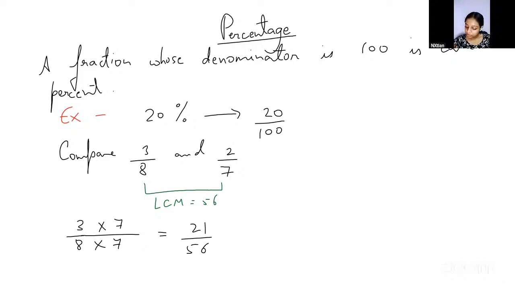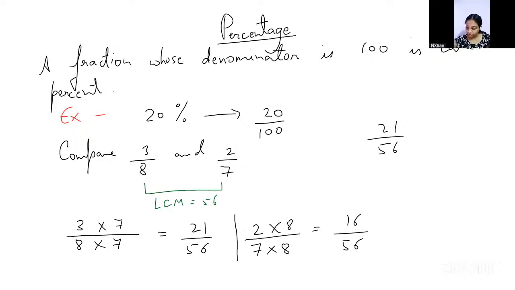Same way, you are going to do with 2 and 7. 7 multiplied by how much to get 56? 8. So 2 will also be multiplied by 8. 8 times 2, 16 upon 56. Now, when our denominator is the same, we can easily compare. So write them separately: 21 upon 56 and 16 upon 56. Which one is greater? 21 upon 56. That is why 3 upon 8 will be greater than 2 upon 7.